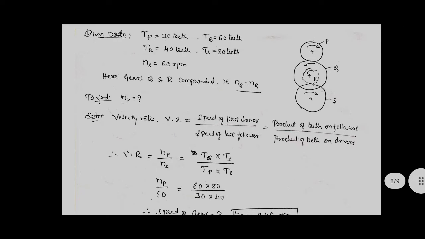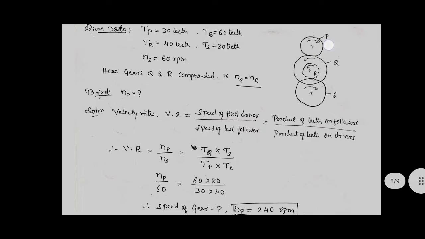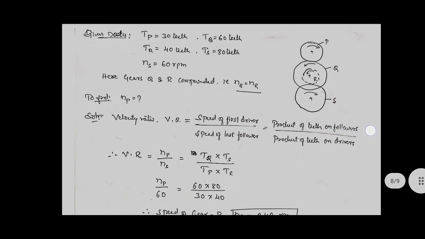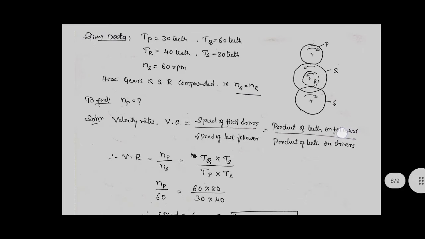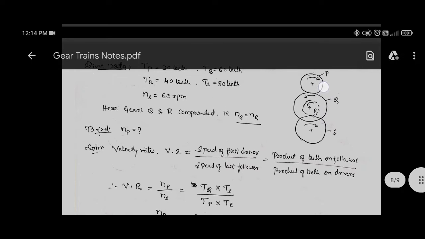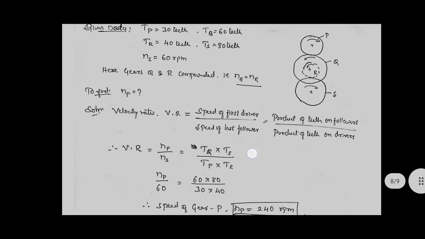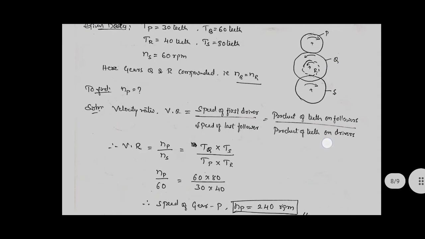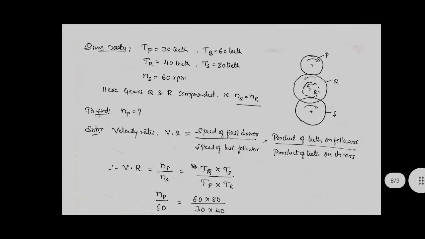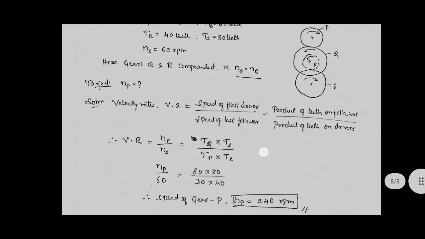Now the velocity ratio equation is the speed of the first driver gear to the speed of the last follower, that is NP by NS, equals the product of teeth of the followers, divided by the product of teeth of the drivers. What are the followers? Q and S are the followers, meaning Q follows P and S follows R. So that is TQ into TS, divided by the product of teeth on the drivers. P and R are the drivers as per their formation, so that is TP into TR. Okay, so that will give the ratio.